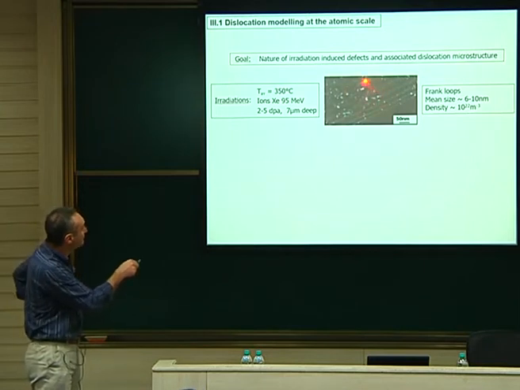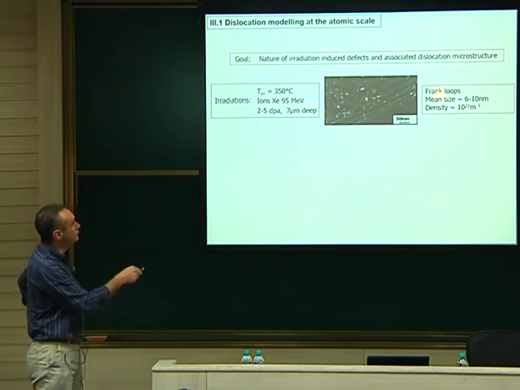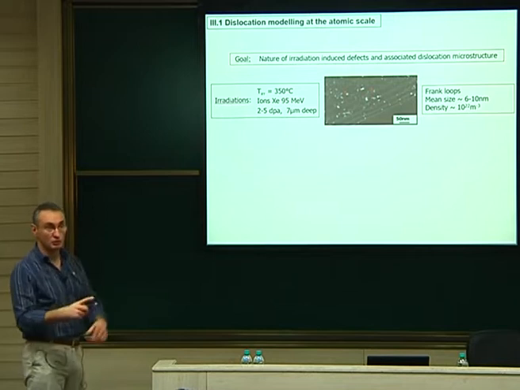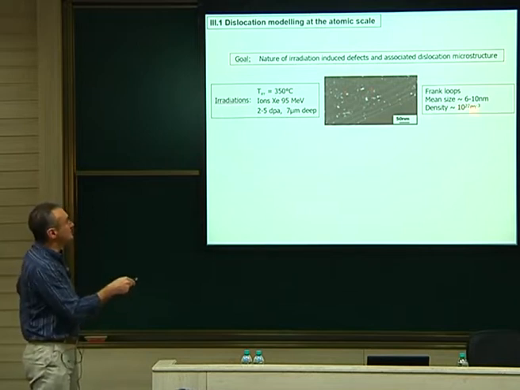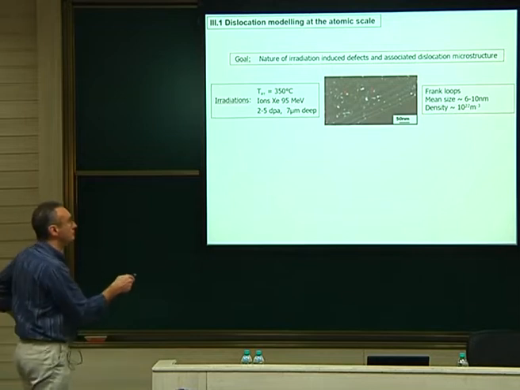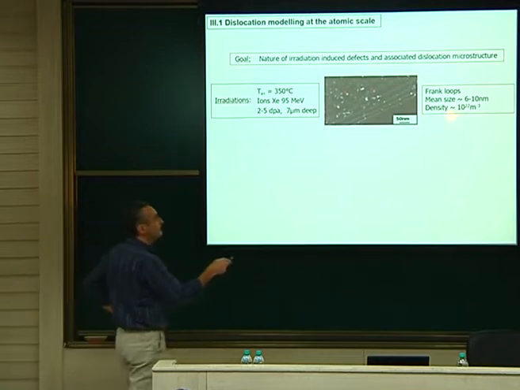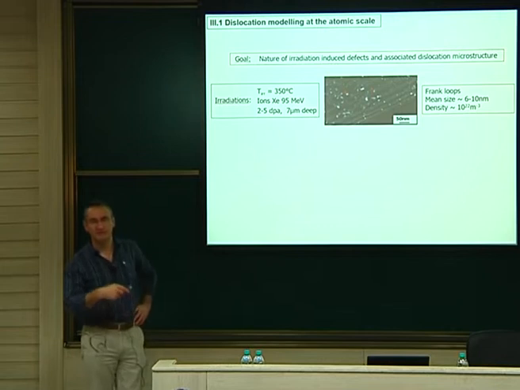And we observe here some loops. Those loops are Frank loops, so 1-1-1 type loops. The size is about 6 to 10 nanometers, and the density, so the number of loops per volume, is 10 to the 22. It's a huge density. You have many, many, many loops.